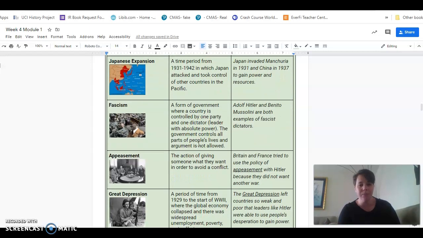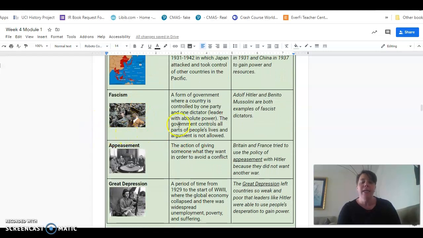That makes sense. Our next word is fascism. We've talked about types of authoritarian governments. Fascism is an example of a form of government where the country is controlled by one party and one dictator, the absolute leader, the absolute ruler. The government controls all parts of people's lives, and argument is not allowed. In fact, it's punished. This picture here is of Adolf Hitler in this tan color, and Benito Mussolini, who was the leader of Italy at this time. They're both examples of fascist dictators.